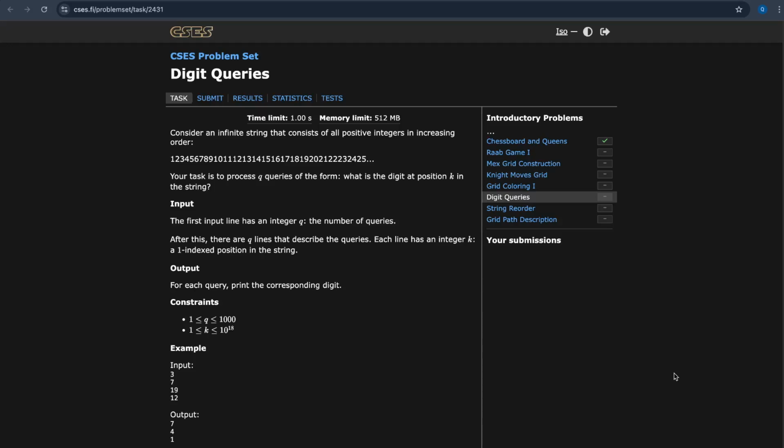Hello guys, welcome back to CP Fundamentals, and today it's going to be about the digit queries problem. So let's take a look at the statement first.